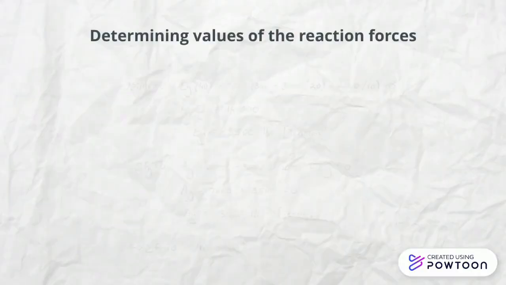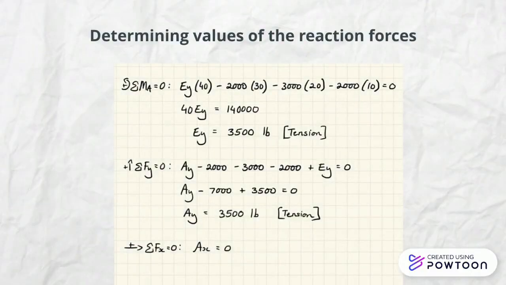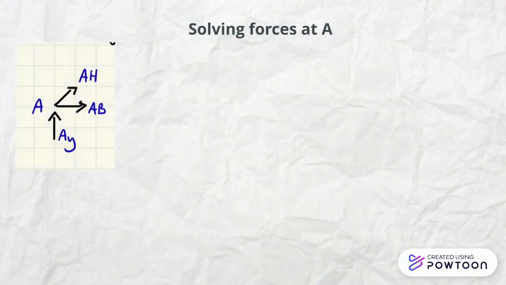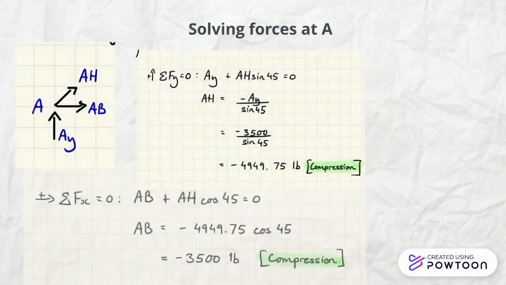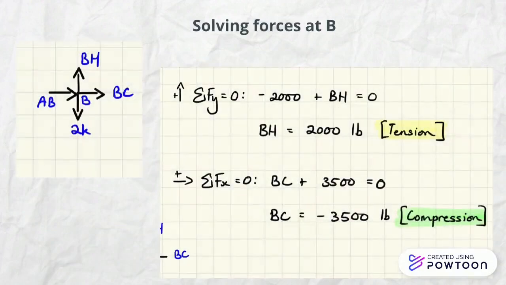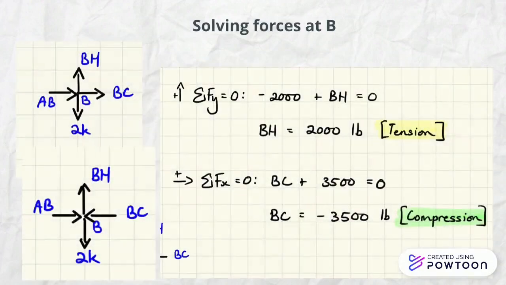First, we can determine the values of the reaction forces. This is shown on the screen. Next, we can solve for the forces at joint A. Since both of these forces were found to be in compression, a second free body diagram is drawn to the right of the screen with the correct sense of direction. Solving the forces at joint B, the first free body diagram is shown at the top, and the second with the correct sense is shown at the bottom.